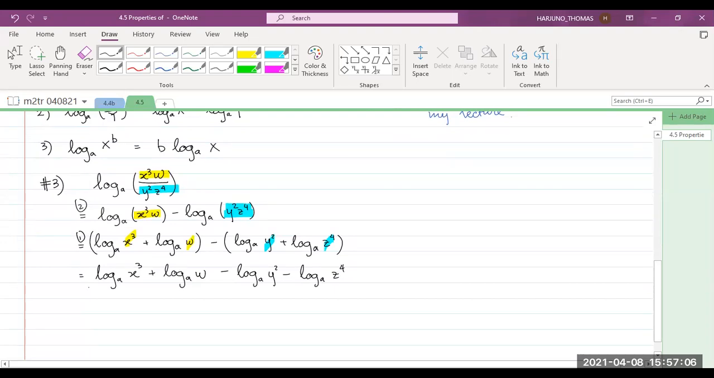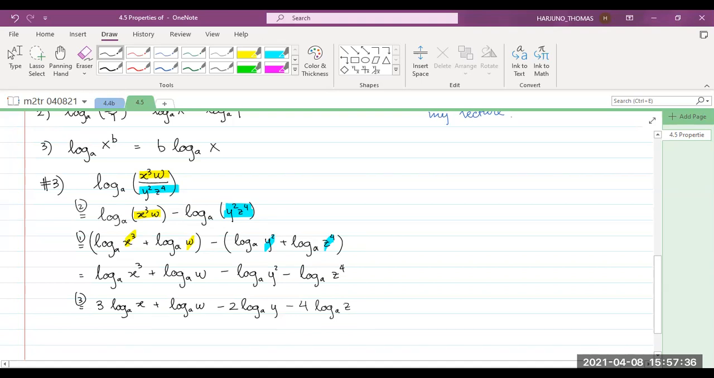And then the last step, I will use property number 3, in which I bring the exponent of the argument to the front. 3 log base A of x plus log base A of w minus 2 log base A of y minus 4 log base A of c.